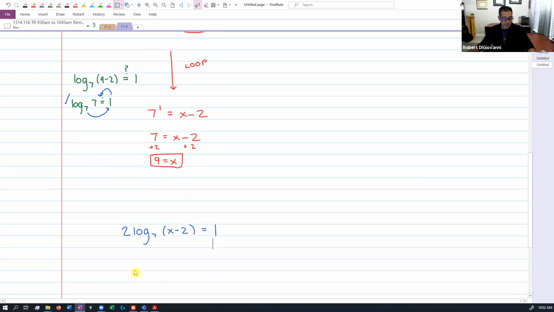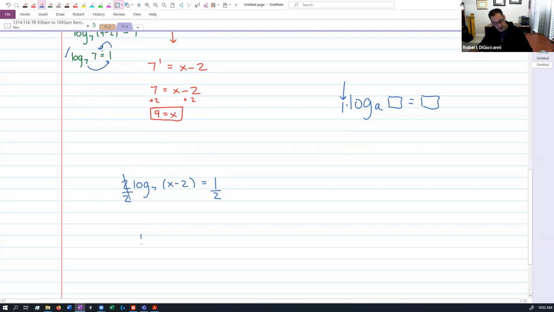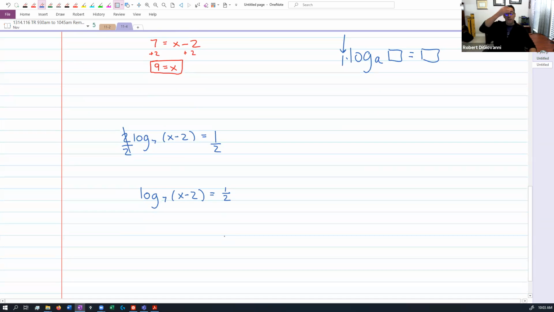This is a critical step, critical step. You cannot use the loop right now. You can only use the loop when what you're looking at looks like this. You have to have the log by itself. You can't have anything in front of it. This has to be like a 1. So right now I need to get rid of that 2. To get rid of the 2, I'm going to divide both sides by 2. The 2's will cancel on the left. Now I have a log by itself, but the right side is now the fraction 1/2. Now you can do the loop. Okay, now you can do it.